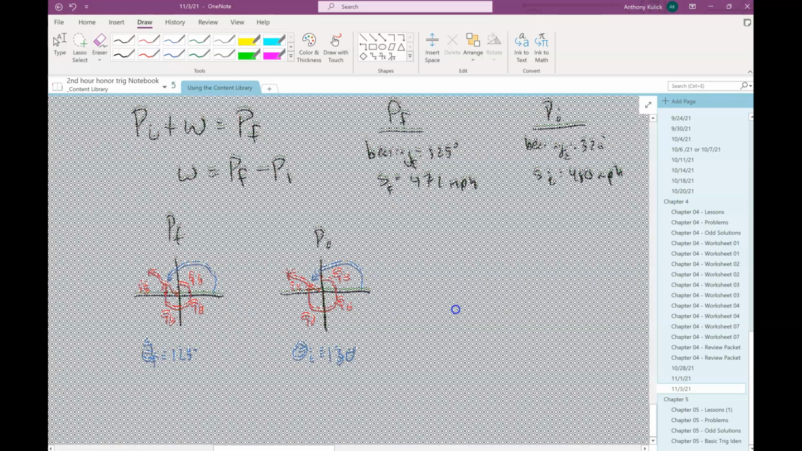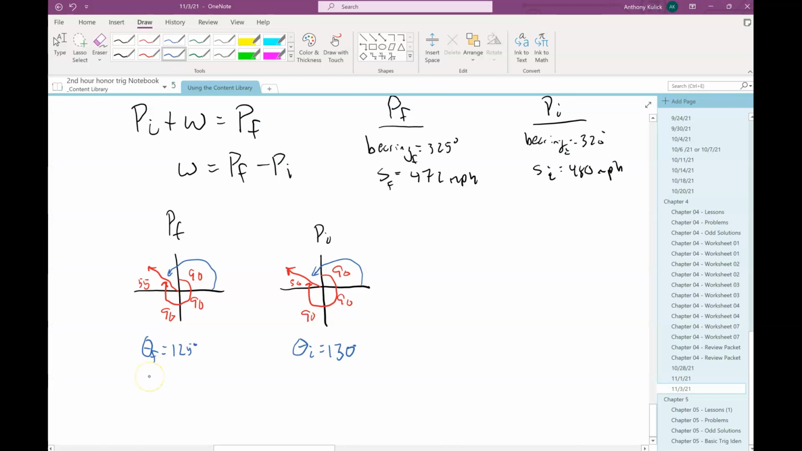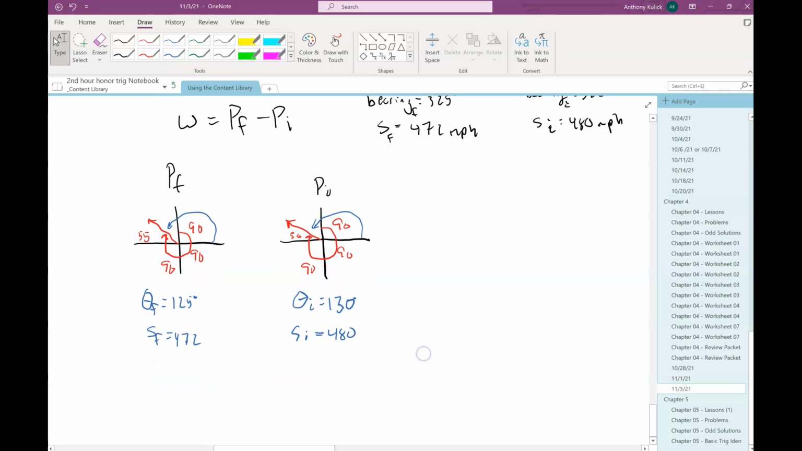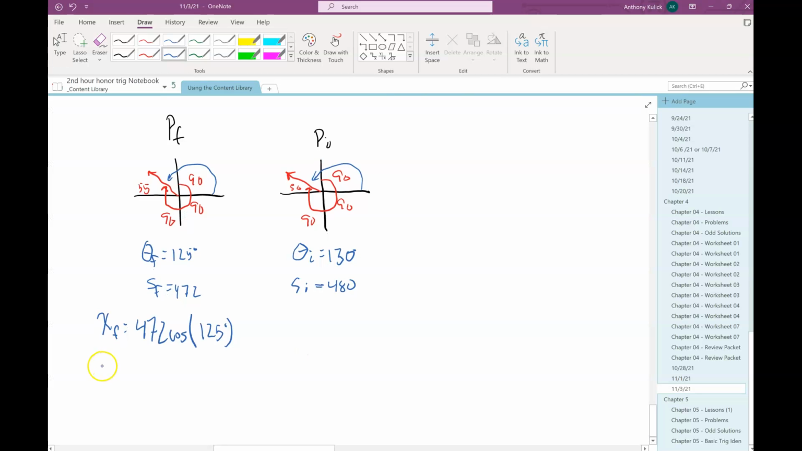We don't know how long the plane is traveling, but that doesn't matter because we have the speeds. So the final speed is just 472. The initial speed was 480. So we're just going to use that. Since there's no times given to us, we don't get distances, but it's not asking us in the question for a final distance. It's asking us for a final speed. So that's okay.